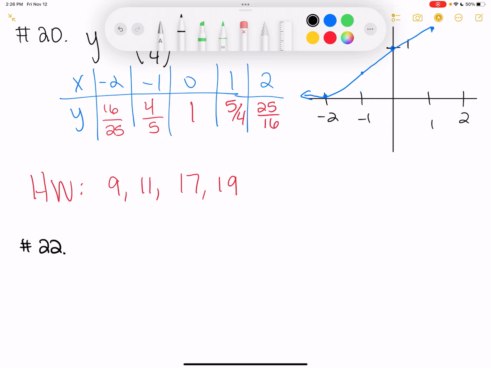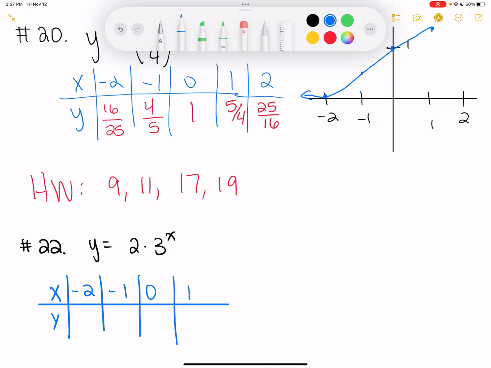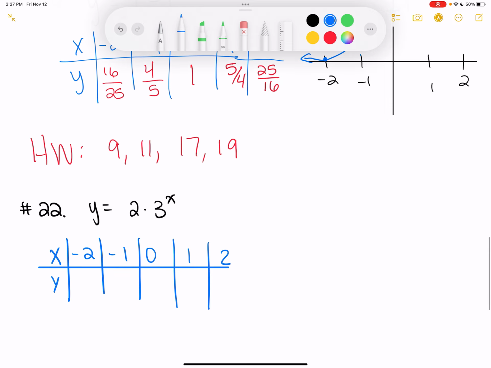Like 22, y is equal to 2 times 3 to the x. Okay, so we're going to do our table. Now when we initially do this, we're still plugging these values in. So 0 is still going to go in for x, but then after we get that value, we have to multiply it by 2. If I put in 0, what do I get? 1. That's 1 times 2 is? 2.